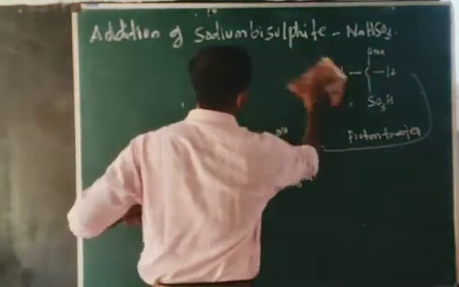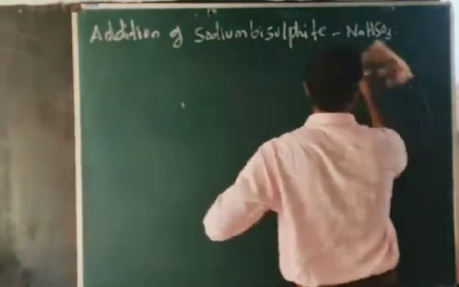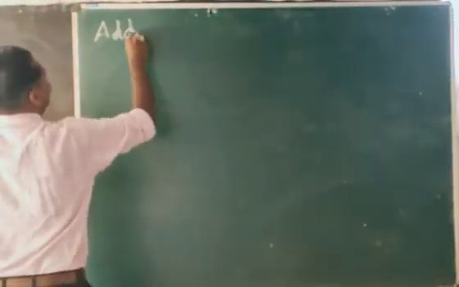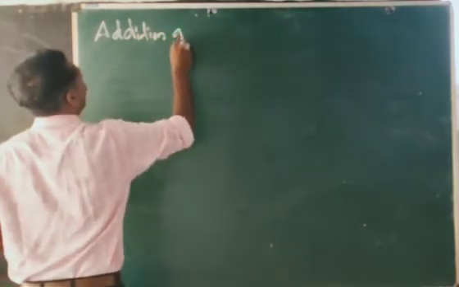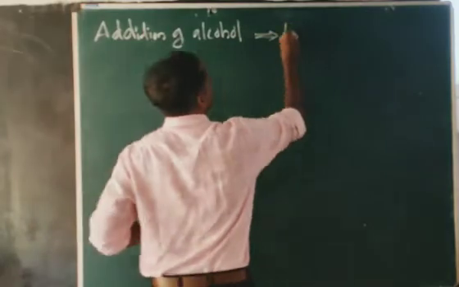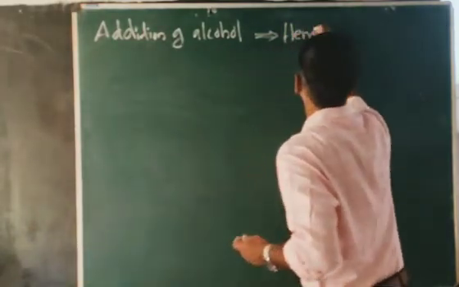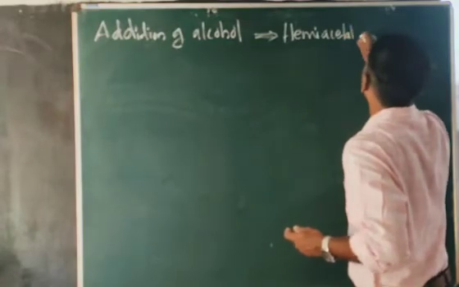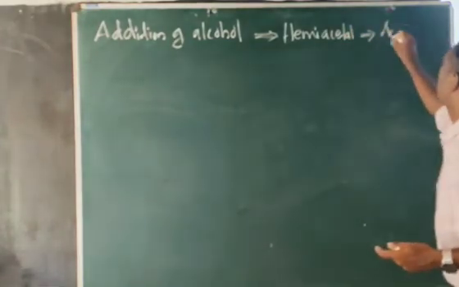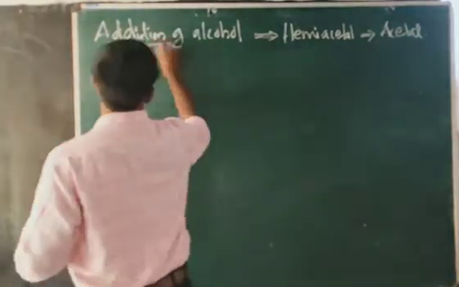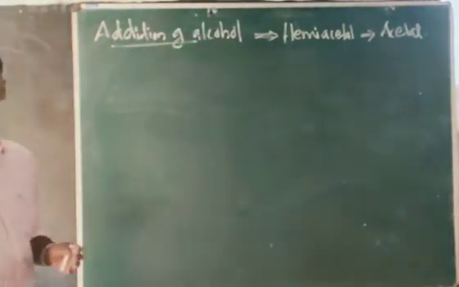Next is addition of alcohol. First we get hemiacetal, then we get acetal. So addition of alcohol. Look here at how this addition of alcohol takes place.